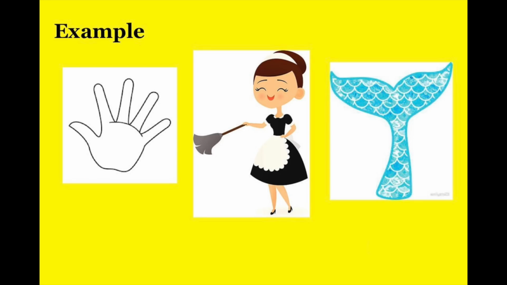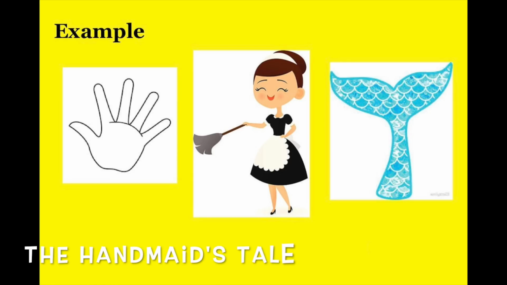Here is an example bookish dingbat. As I said, you have to say what you see. And in this case, we can see a hand, we can see a cleaning lady or maybe a maid, and we can see a whale's tail. In fact, I'm doing this by memory. Is it a whale's tail or a mermaid's tail? I can't remember which picture I used. Anyway, you can see on the screen, it's some form of tail. So in this instance, this book would be The Handmaid's Tale.